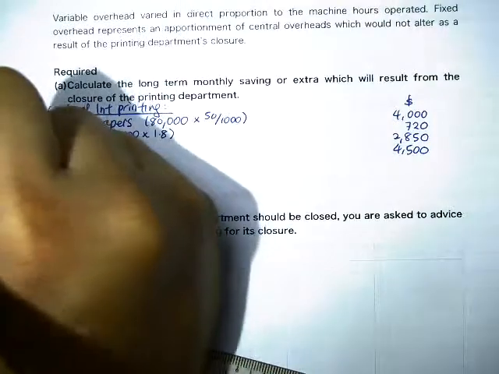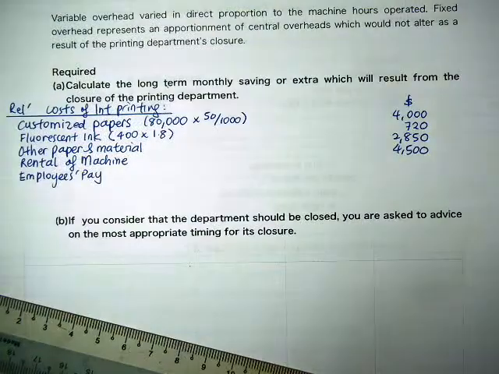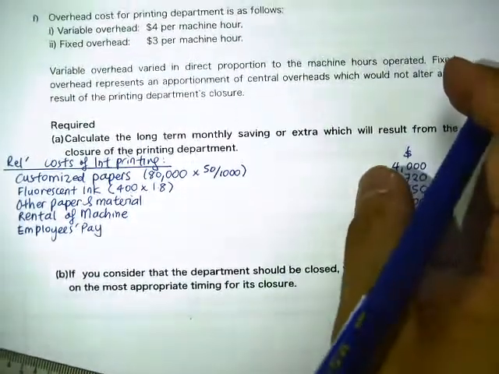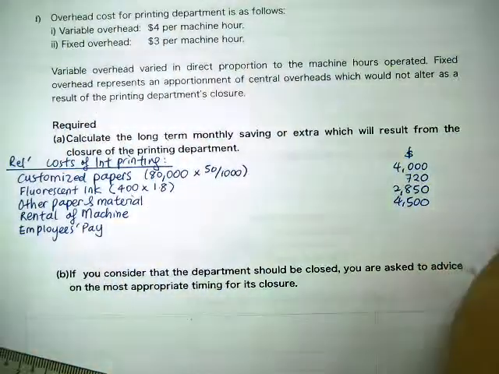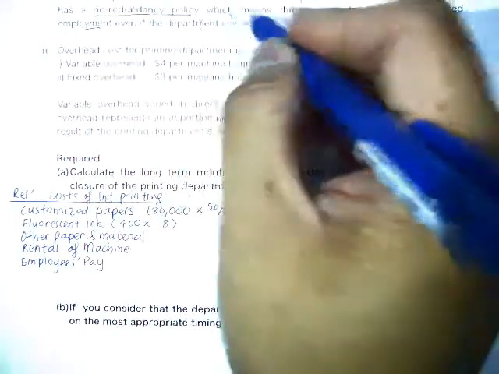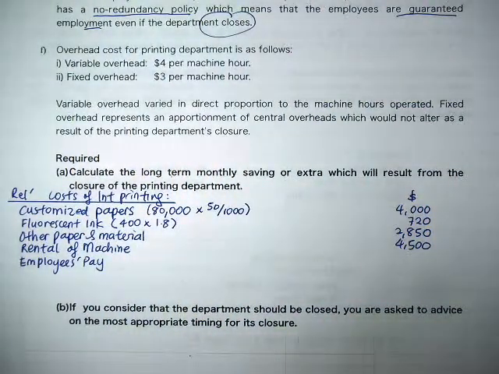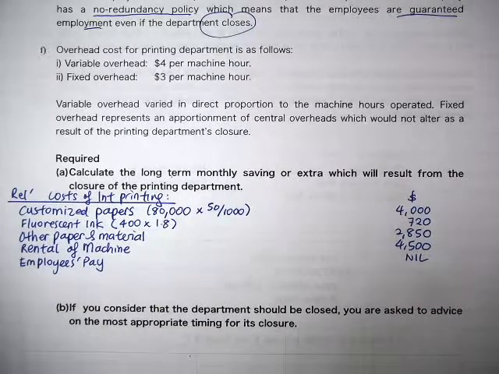So the employees are paid. But if you read carefully, they mention that these employees are on a no redundancy policy, that they need to be employed even if you close down. That means whether I close down or I don't close down, I still have to pay them. So something that I need to pay and cannot avoid is not relevant anymore. So that's why the employees' pay is nil. Because I go on, I don't go on, I still have to pay them. So there's no difference. Okay? So this is new.